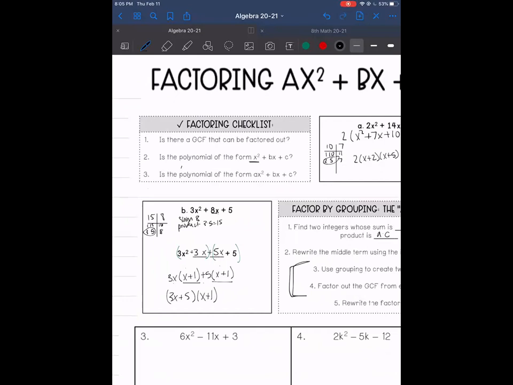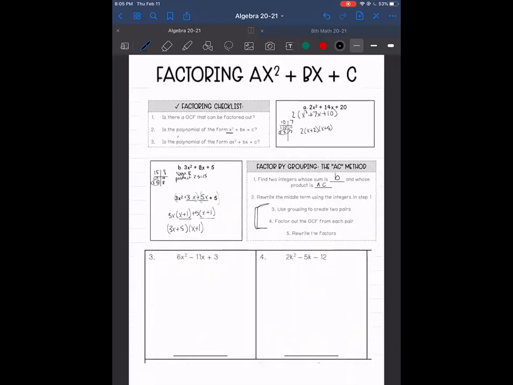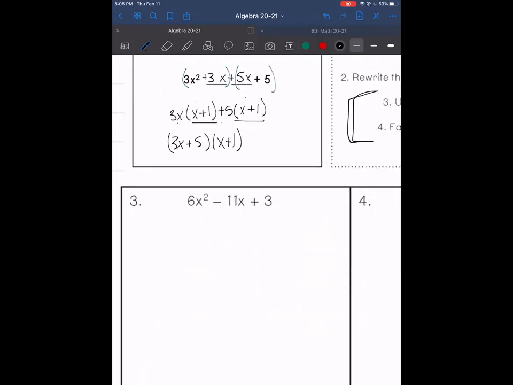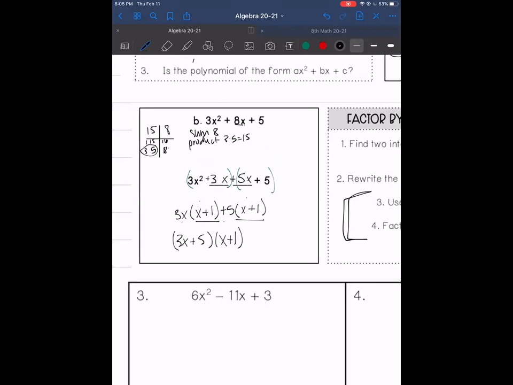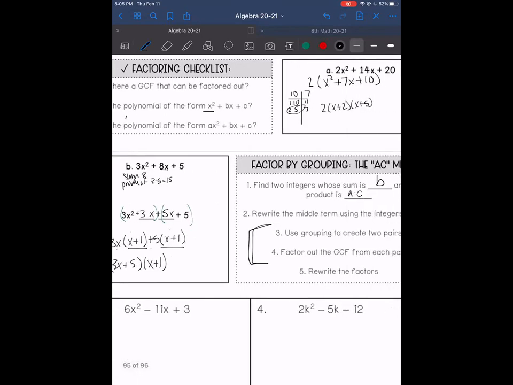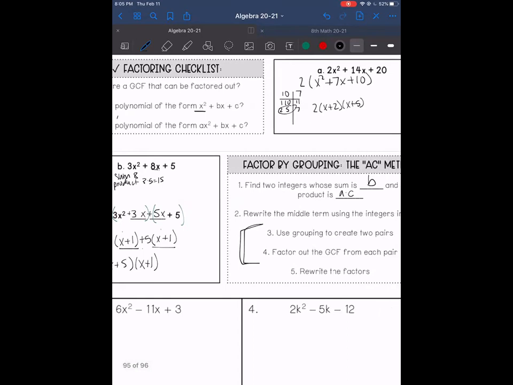Okay, let's do some practice because I know that's probably a little confusing. So 6x squared minus 11x plus 3. Is there a greatest common factor? No, there's not a greatest common factor there. So we look at question 2. Is it in the form x squared? Nope, we have an a that is greater than 1. So we're going to have to follow these steps for grouping.